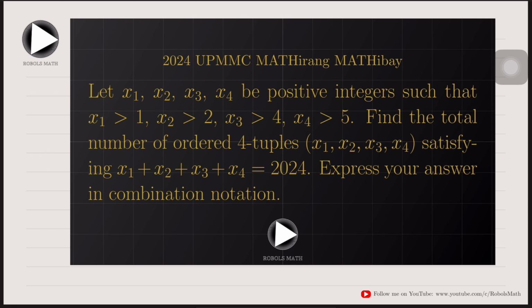This question was from the 2024 UP Math Major Circle's MATHirang MATHibay, which is one of the most prestigious math contests in the Philippines for high school students.